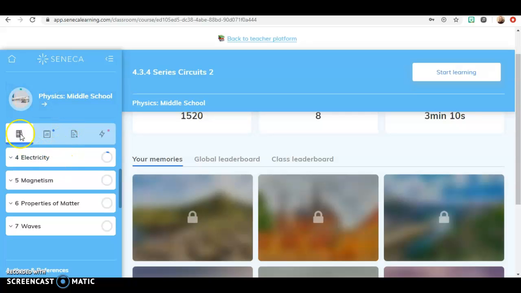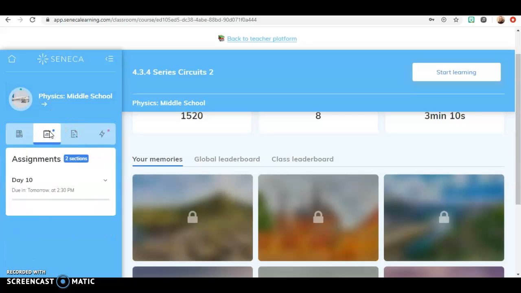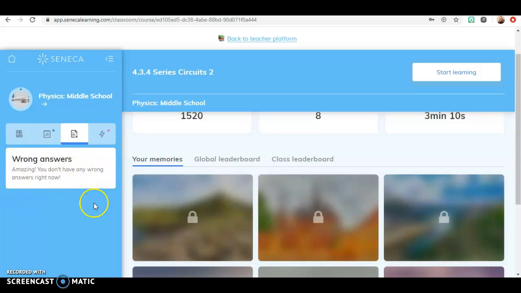What's also really nice is that this little sidebar also has your assignments here. So again, we have day 10, which is due tomorrow. Here we have wrong answers. Okay, so if you've ever gotten something wrong on a previous assignment, you can actually go back in and see where that error is coming from, or where that misunderstanding is, to go back and fix.